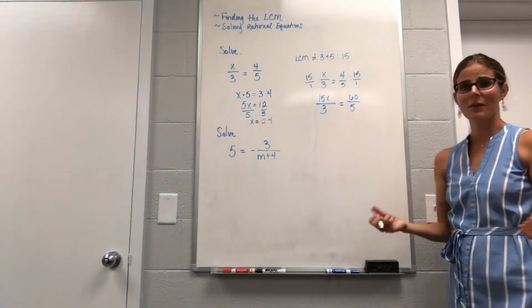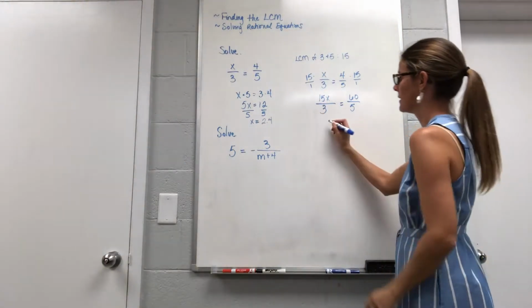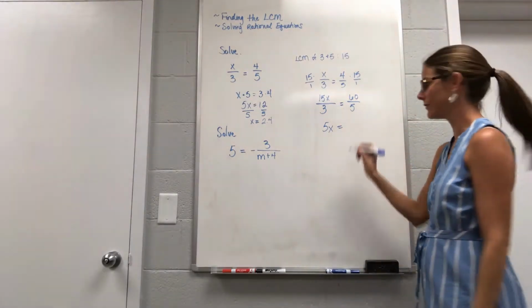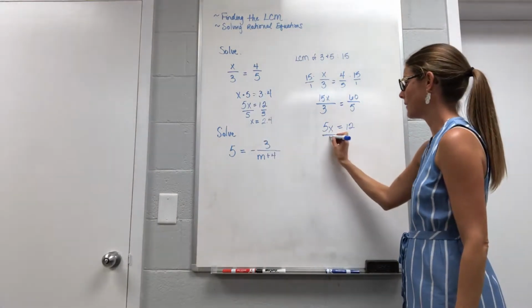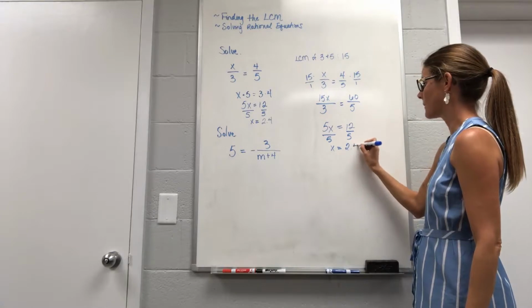Then you might be thinking, well, you still have fractions, but these fractions reduce. 15 divided by 3 is 5, and 60 divided by 5 is 12. So there we go. We ended up at the same place that we did over here, and now I divide by 5, and I get x equals 2.4.